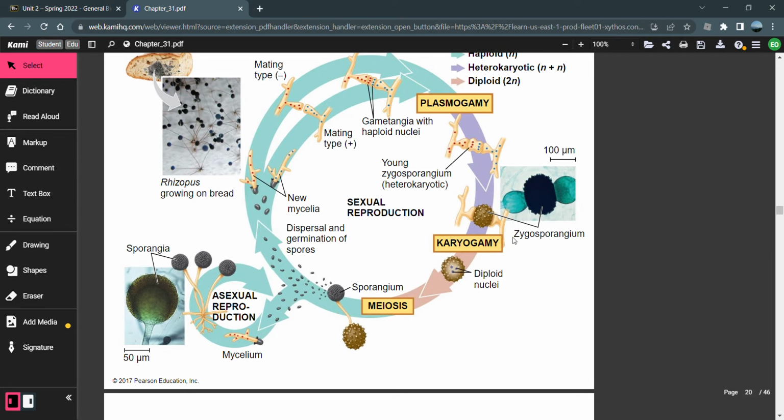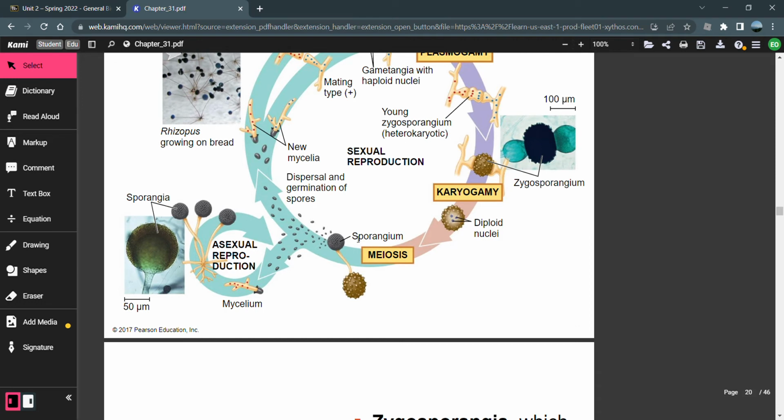A cool fact about the zygosporangium is that they form a thick coat around it. So the zygosporangium can remain viable and dormant for several months. And then after that, the diploid nuclei will undergo meiosis. A stalk will rise out of the zygosporangium, and a sporangium will be on top.